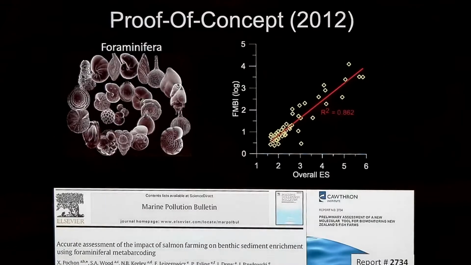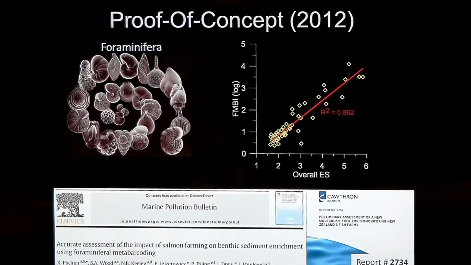So, in a proof of concept back in 2012, we were among the first scientists in the world to actually apply this technology to the monitoring of fish farms. This was supported by the Ministry of Business, Innovation and Employment at the time, and we focused on a very specific group of organisms. These are microscopic organisms called Foraminifera, which are very abundant in all sediments and which are good bioindicators of pollution.